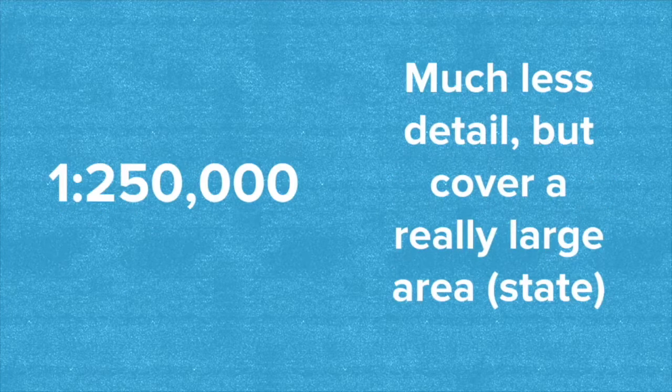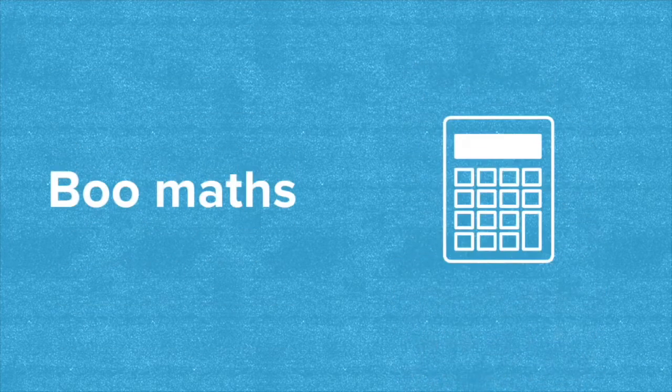Whereas a 1 to 250,000 scale map would be much less detailed but cover a huge area, like we're talking a state here. The big problem with representative fractions is you're going to have to use maths. So be really careful, get your calculator out and make sure you know exactly how many centimetres in a metre, how many centimetres in a kilometre, etc.